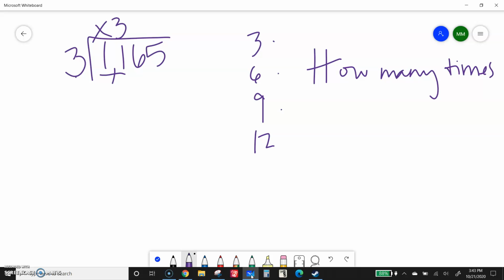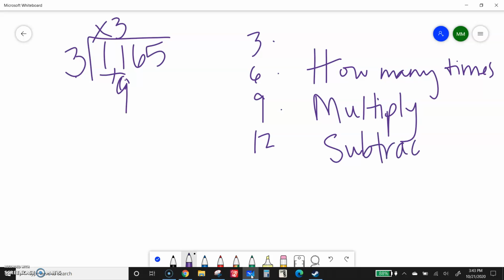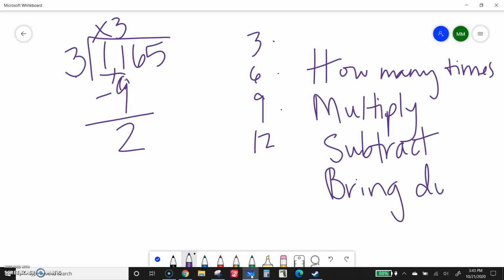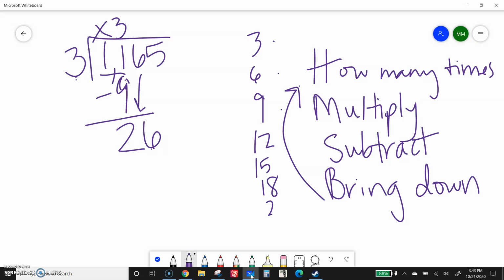3 times 3 is 9. Sorry, that was the multiply step where I did 3 times 3. Now I will subtract. 11 minus 9 is 2. Now I will bring down the next number, the next digit. Back up to the top. How many times does 3 go into 26? I better keep writing my multiples. Didn't get close enough. 3, 6, 9, 12, 15, 18, 21, 24, 27, 30.